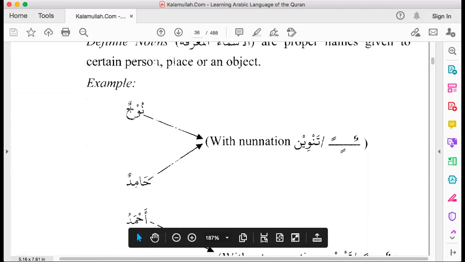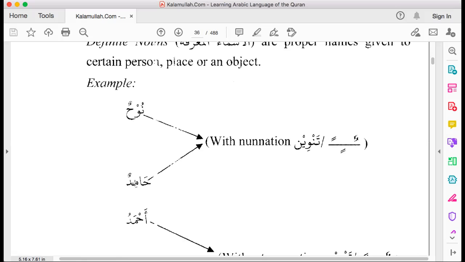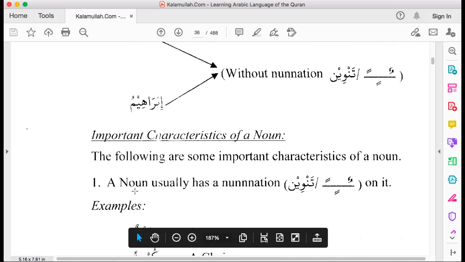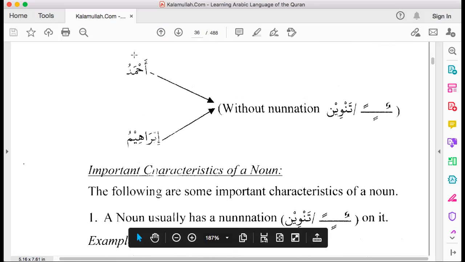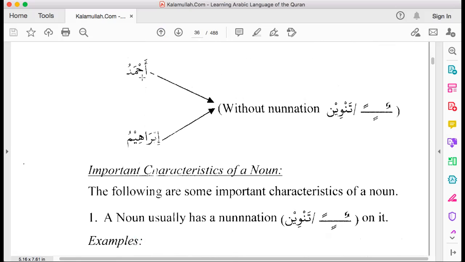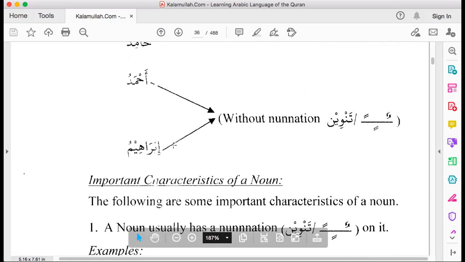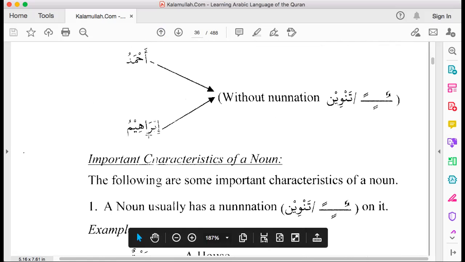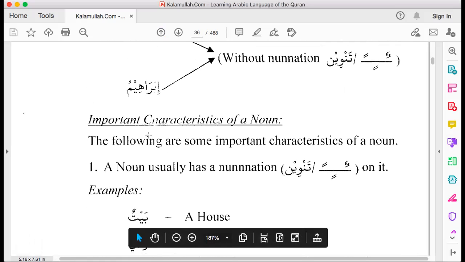So again, names are also definite. For example, if you see in the Quran names, they are definite, like Nuhun, Hamidun. And as we will cover later, some names are not going to have that nunation, but they are still definite. Ahmadu, Ibrahimu, because these are foreign names, and we will cover these at a later time, but they are definite.